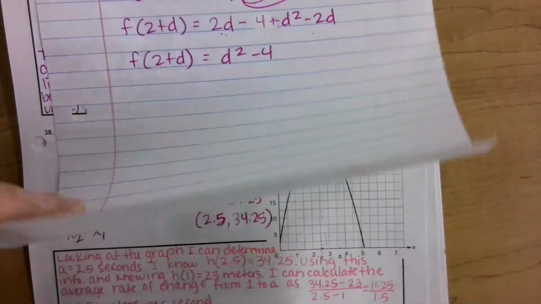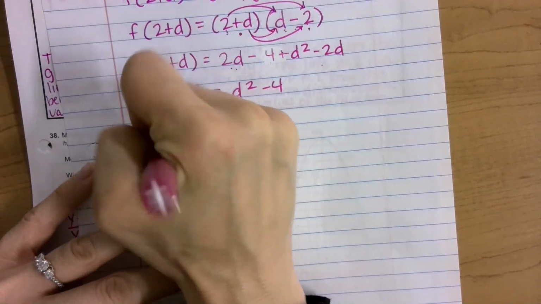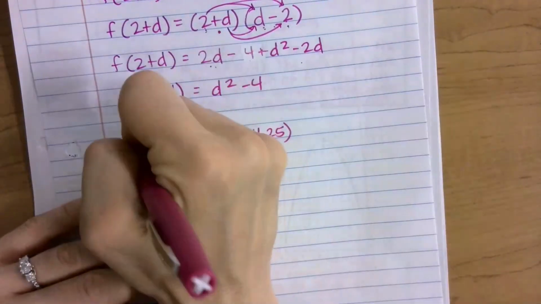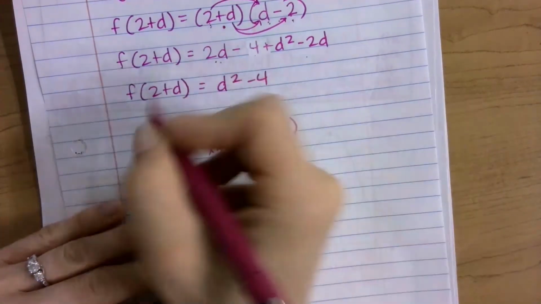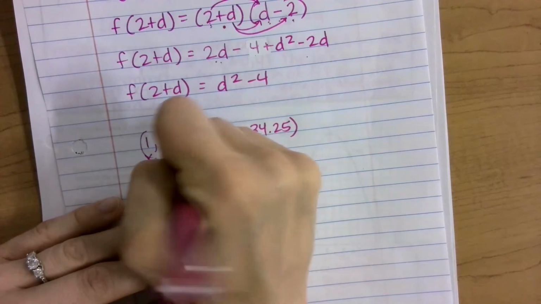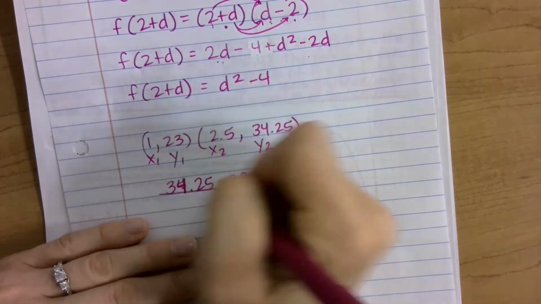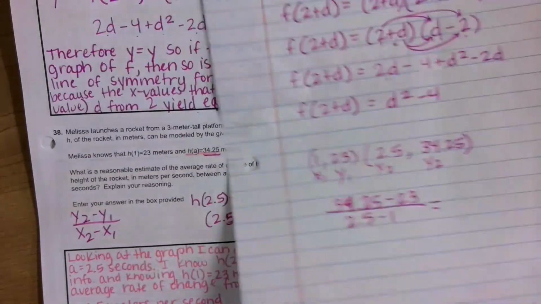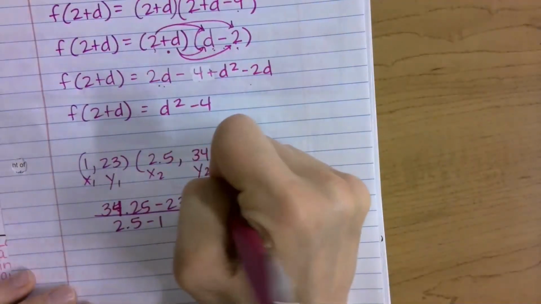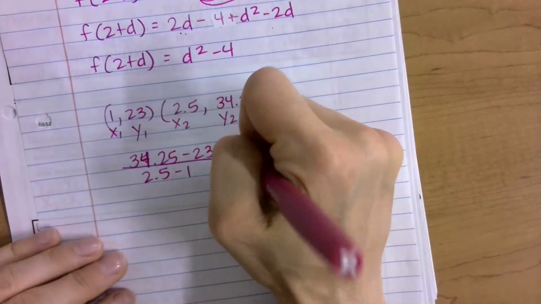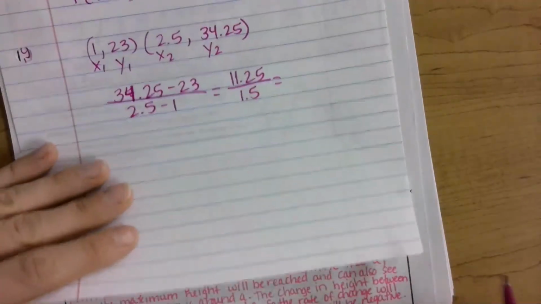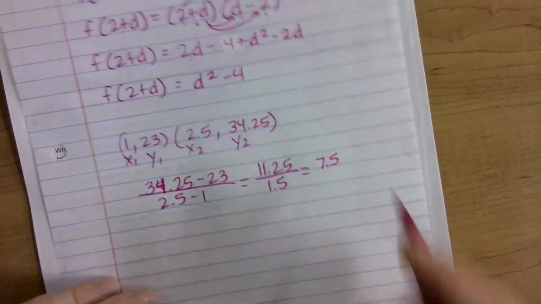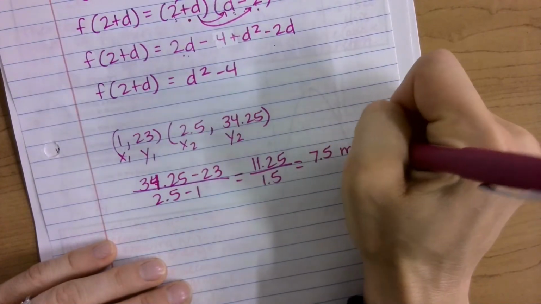So I can use my y2 minus y1 over x2 minus x1 to solve this. So I know that I have 1, 23 and 2 and 5/10, 34 and 25/100, x1, y1, x2, y2, so I would do 34 and 25/100 minus 23 over 2 and 5/10 minus 1. 34 and 25/100 minus 23, I got 11 and 25/100, and then 2 and 5/10 minus 1, 1.5. When I divided this, it equaled 7.5. Now this situation is a rocket, meters per second. So this is 7.5 because this is the rate of change in meters per second.